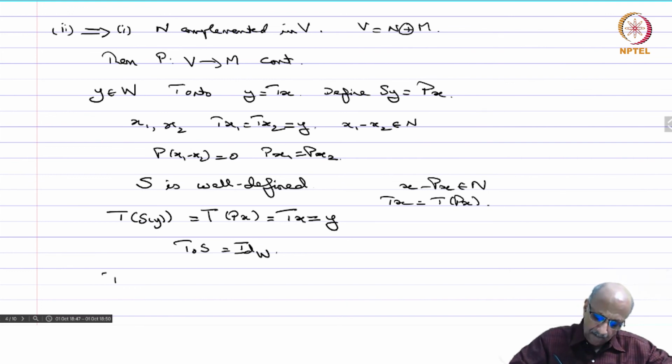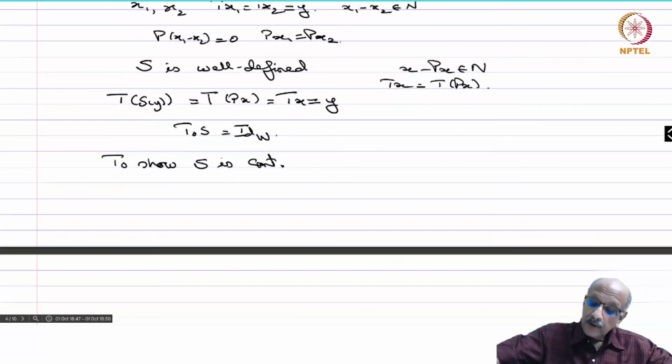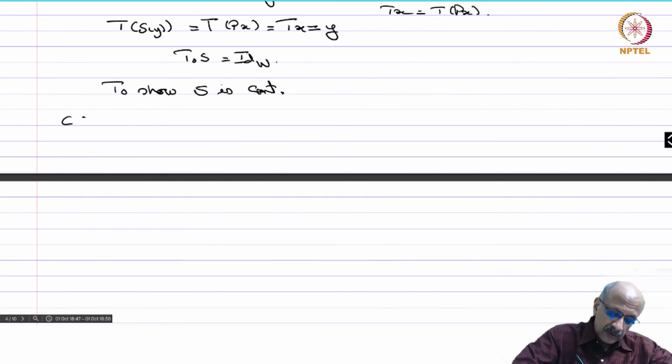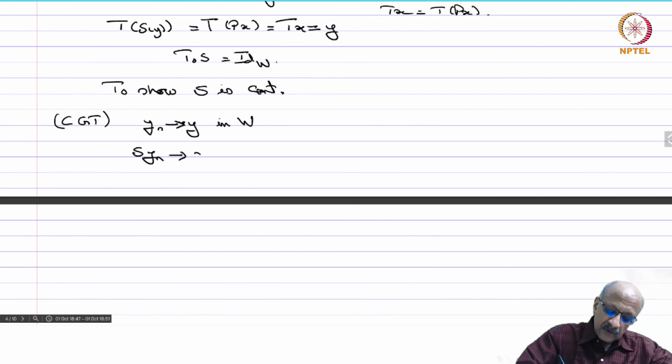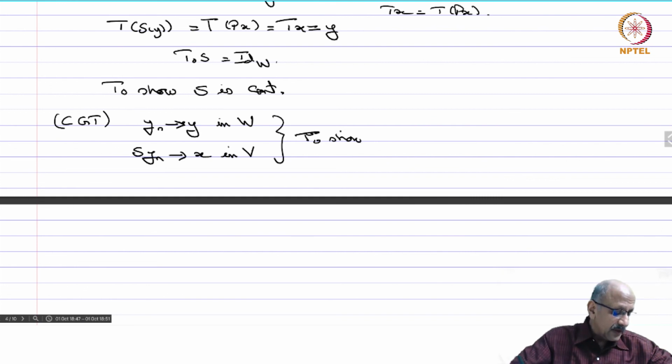So now to show S is continuous, let us do it by the closed graph theorem. We can do it with the open mapping theorem if you like. So let us take Yn converges to Y in W, and S of Yn converges to some X in V, and we have to show X equals S of Y. So this is what we need to show.